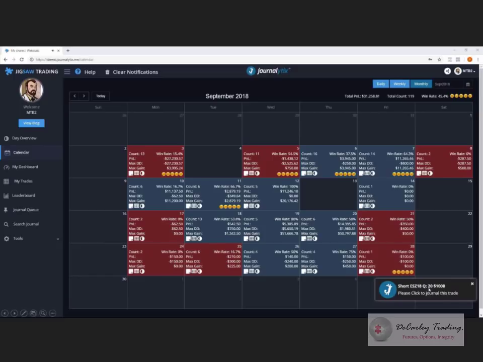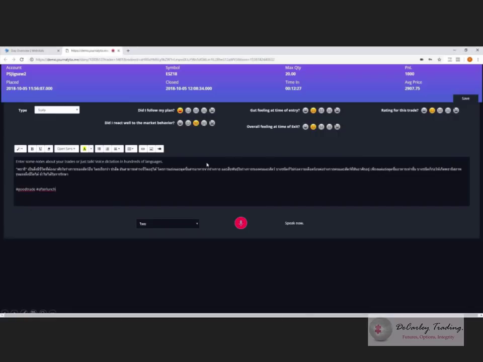And these trade notifications, they're different from the news-based ones. These ones stay on the screen until you click the little cross and dismiss them, or you click clear notifications at the top. And they stay on the screen because if you click the notification, you then get to this screen.